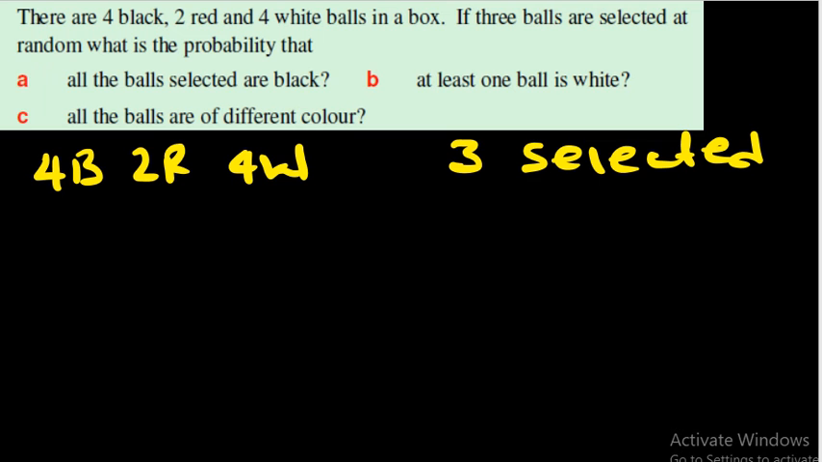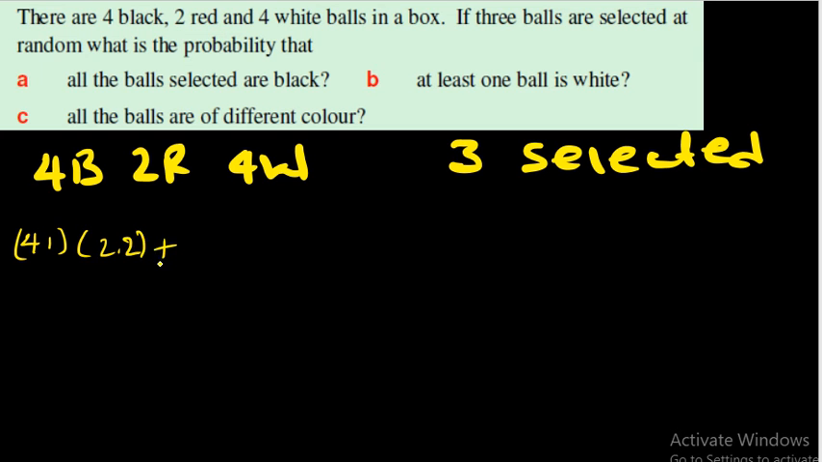The second one, B, it says at least one ball is white. At least one ball is white means at most, even of the 3 balls, 2 balls can be white, it's okay. At most all the 3 can be white. That means one white means 4 combination 1, and the other 2 can be red. The reds are 2, so 2 combination 2.